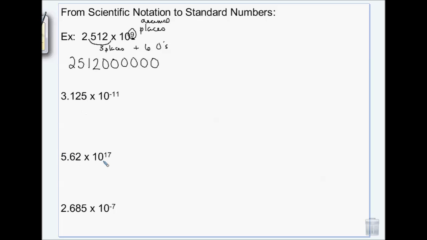Okay. I'm going to skip down to this one, which is also positive. I'm going to do the same thing. I just write the 5. I have to count to 17, so I go 1, 2, 3, 4, 5, 6, 7, 8, 9, 10, 11, 12, 13, 14, 15, 16, 17. So 2 decimal places, 15 zeros to add up to 17.